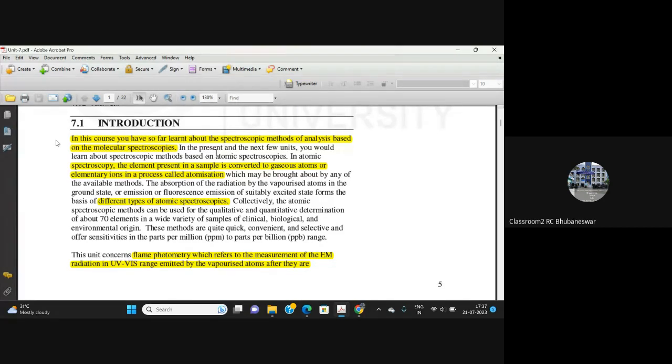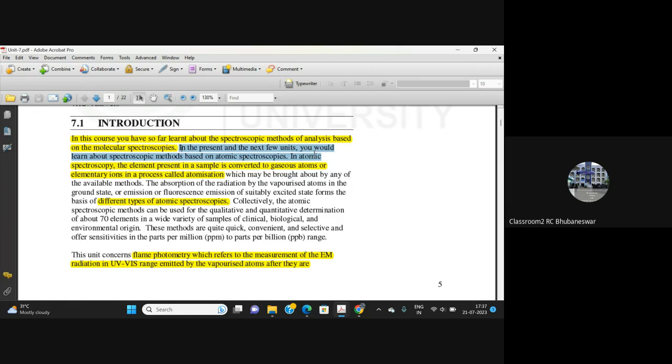Signal to noise ratio, in a layman's way: suppose you are using Bluetooth. Nowadays you see noise cancellation features coming into the picture. Why? Because when noise is less, clarity is more. That is why there is slow development in all spectroscopic tools. So in the present and next few units, you will be discussing spectroscopic methods based on the atomic spectroscopies.